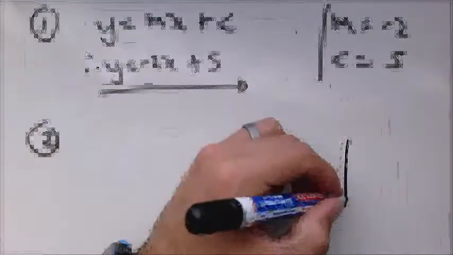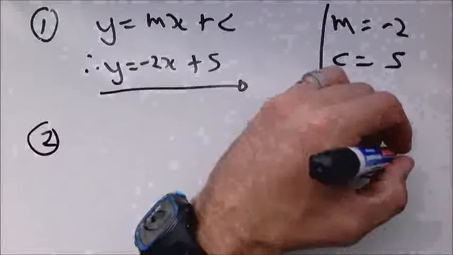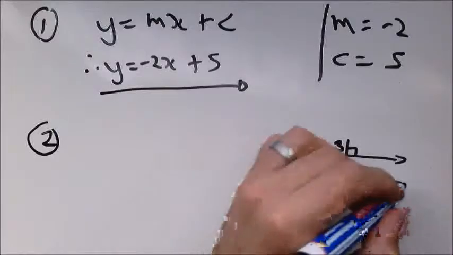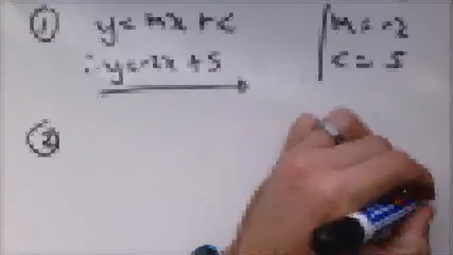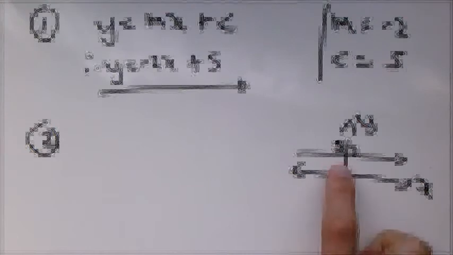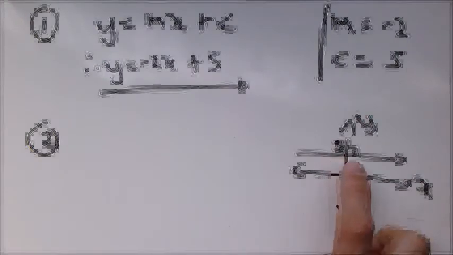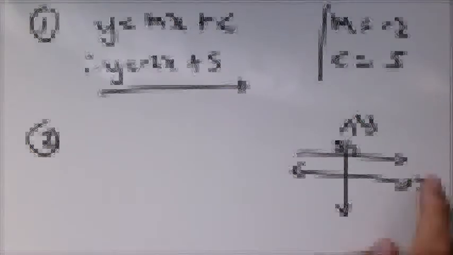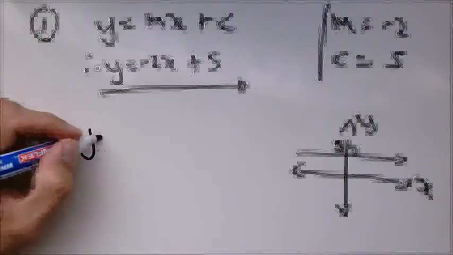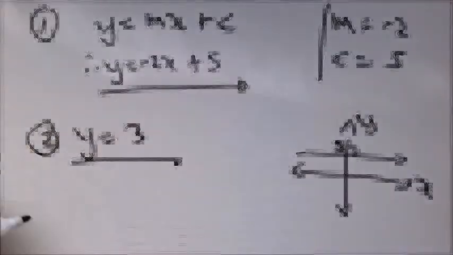So we're looking at a graph that looks like that. This is x, that's y. So it's parallel to the x-axis and its y-intercept is 3. Remember, its gradient is 0. Therefore, we will just say y equals 3.